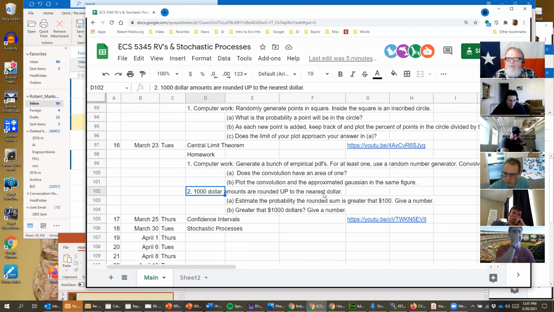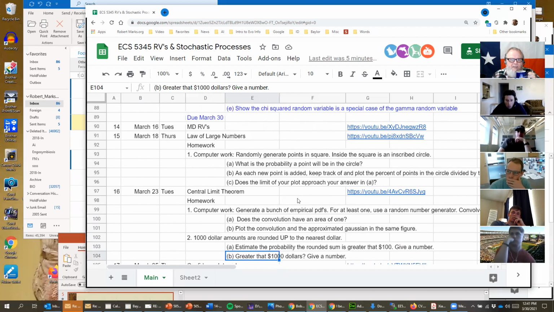And so there's an error associated with this rounding, and you can estimate that error with the probability density function. So I would like you to estimate the probability that the rounded sum is greater than $100. And I would like a number here, okay? You should be able to look at your ERFs, your error functions, and give me a number. And then I'd like you to know what the error was if it's greater than $1,000.